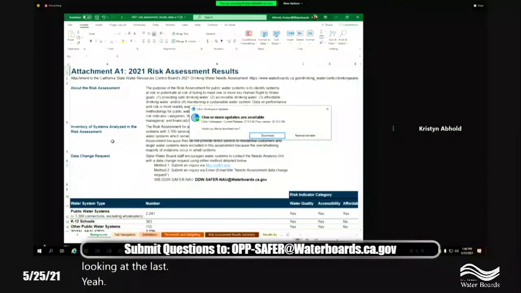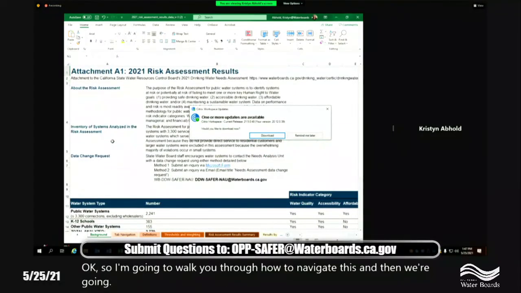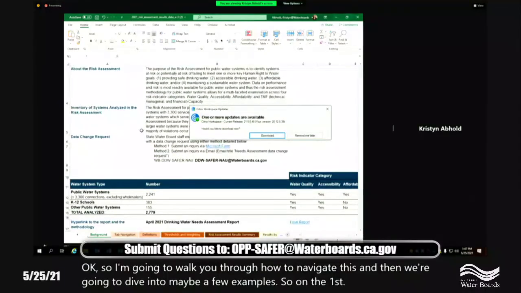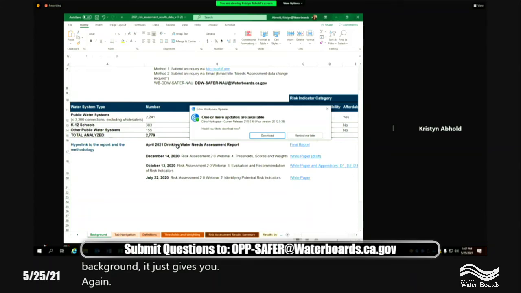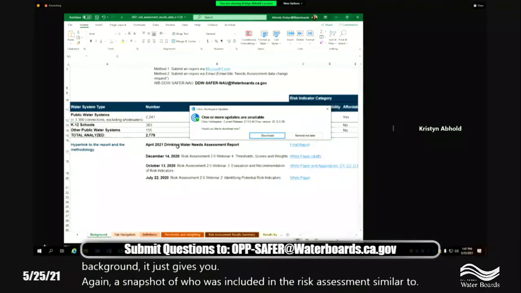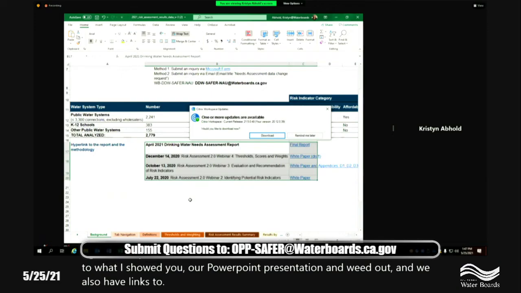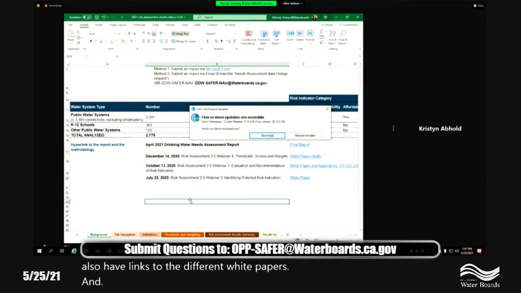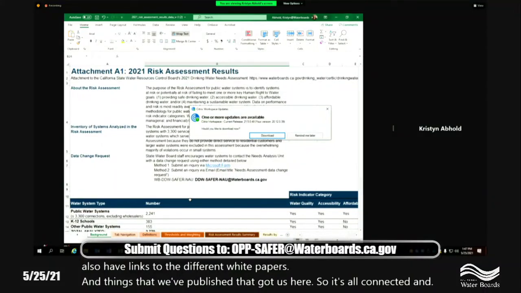Okay, so I'm going to walk you through how to navigate this, and then we're going to dive into maybe a few examples. So on the first tab, which is background, it just gives you again a snapshot of who was included in the risk assessment, similar stuff to what I showed you in our PowerPoint presentation. And we also have links to the different white papers and things that we've published that got us here. So it's all connected in one place.